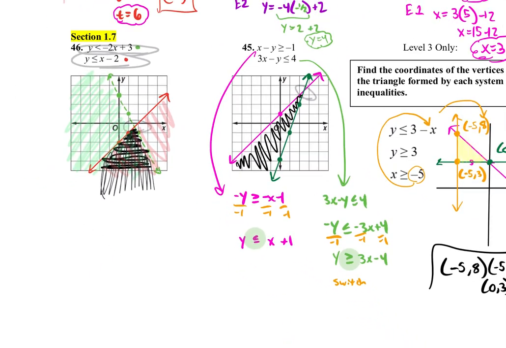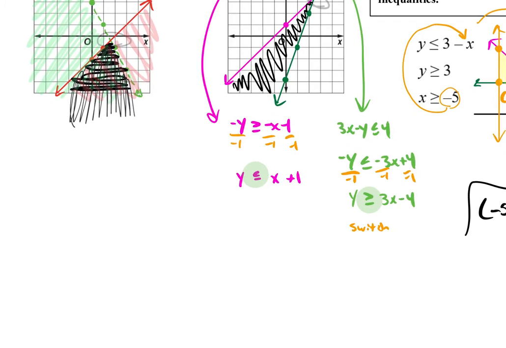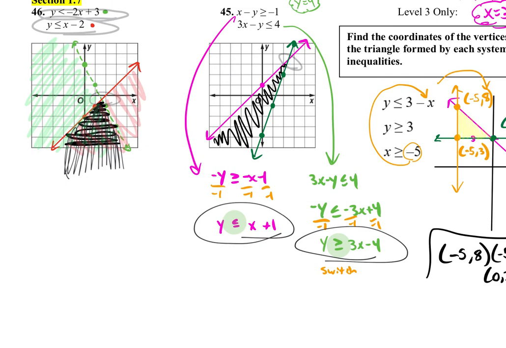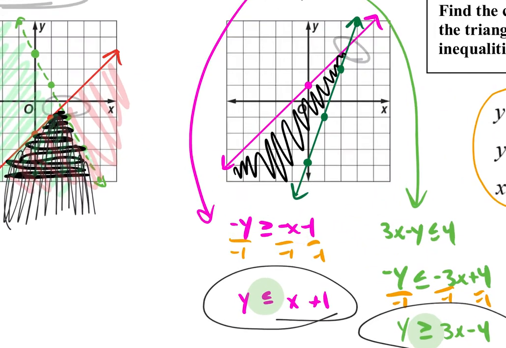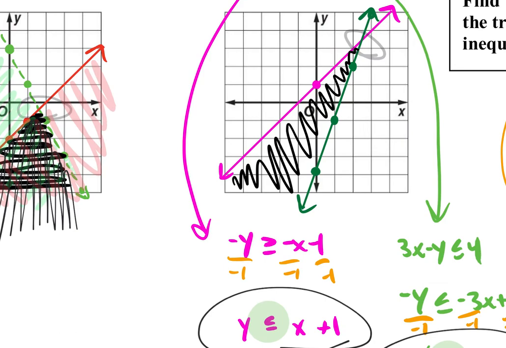For 45, you can see where I worked to find both of the inequalities in y equals mx plus b form. Both of them end up having their inequalities switched because we are dividing by a -1 on both of them. And then when you graph them, which are these guys here, I need to be below the pink line, but above the green, and we can see that double shaded region there.